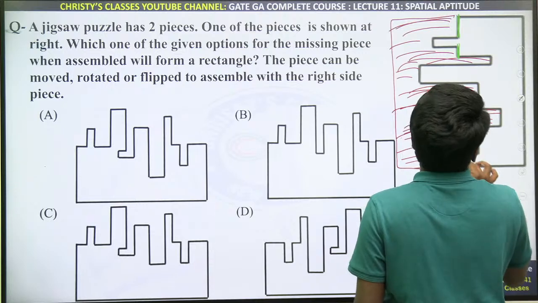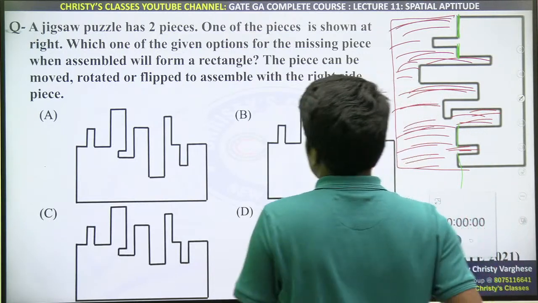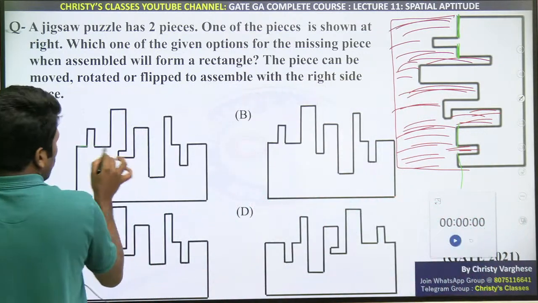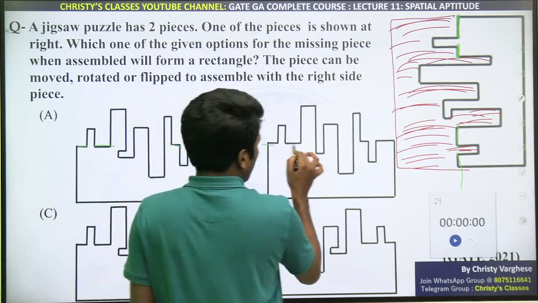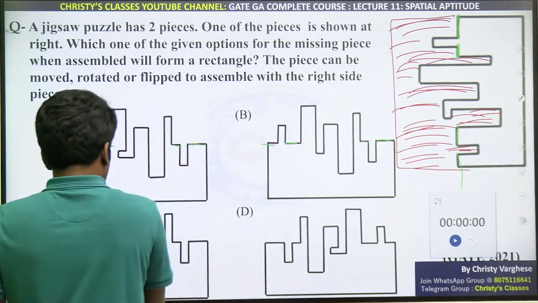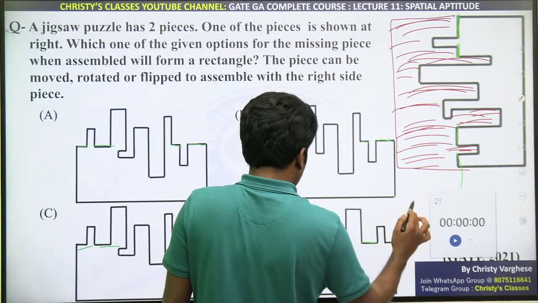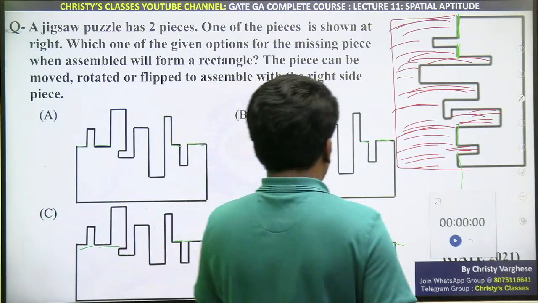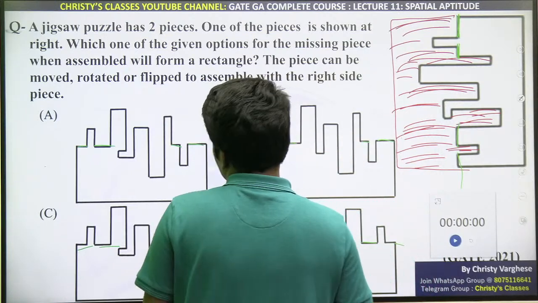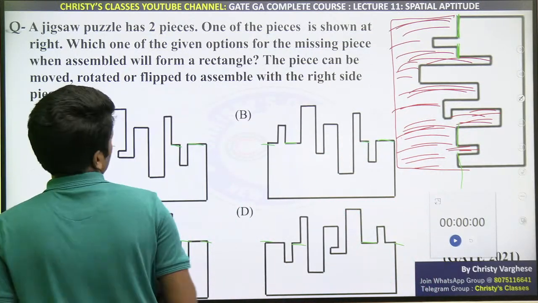Let us think about the planes. There should be 1, 2, 3, 4 planes in the options. Option A has 4, option B has 4, option C has 4, option D has 4. So, 4 planes are there in all 4 options. Unfortunately, planes do not eliminate any options.